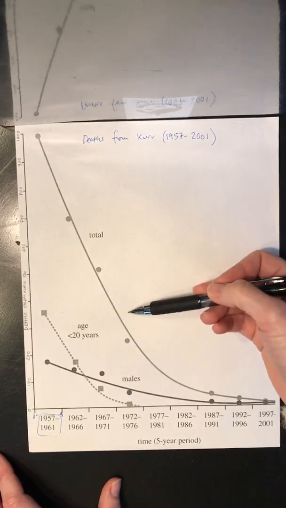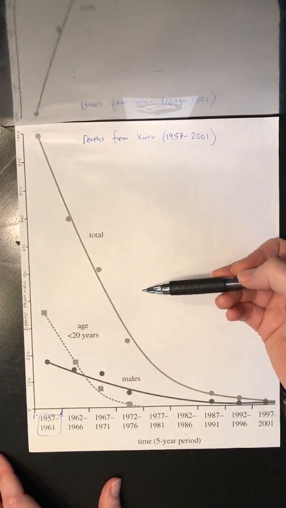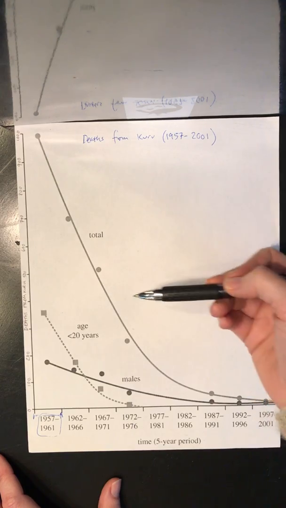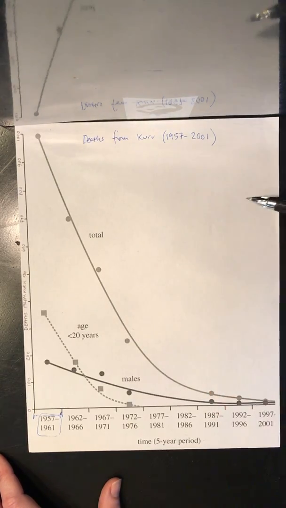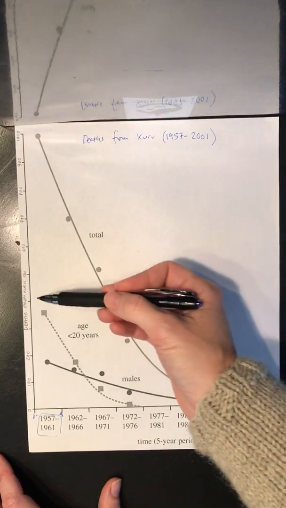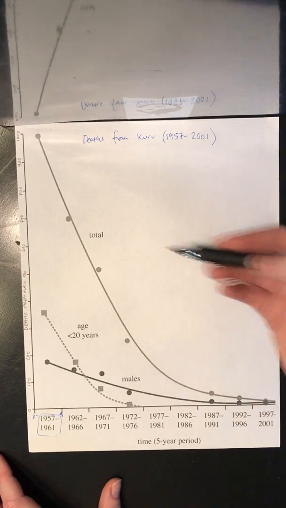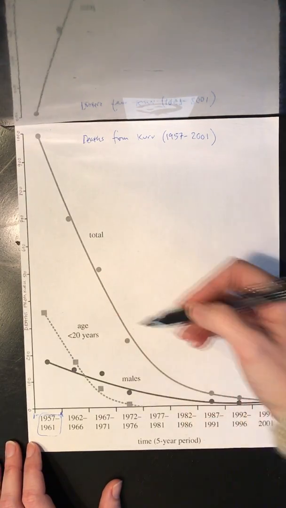So it seems appropriate to me that they used a line graph, because a line graph is a really good way to show how things are changing over time. Are things going up over time? Are they going down over time? Or are they staying the same over time? And I've got lines that are all going down.